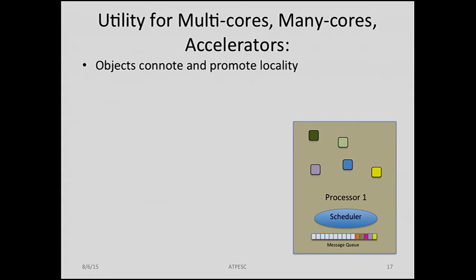There is a lot of talk now of multi-cores, many cores, and accelerators. A couple of features in this model are very attractive from the point of view of those. First of all, objects connote locality. You have a bunch of objects, and you can refer to the data inside the object, but for anything outside, you have to make explicit calls to get the data. Well, that actually encourages programmers to write things in a more cohesive way. The locality is very explicit to the runtime, and that gives you performance benefits right away.